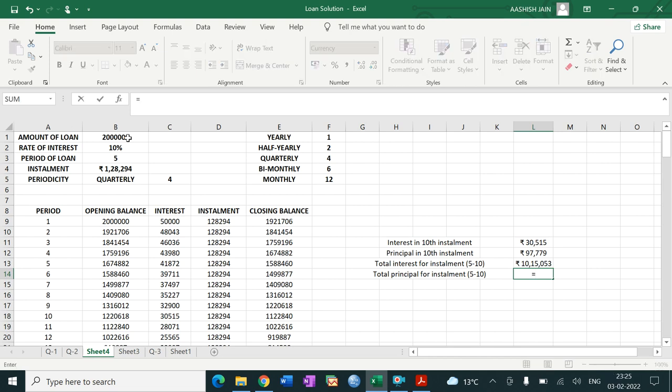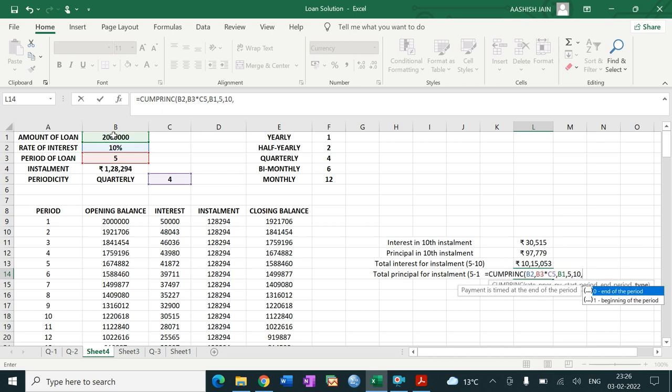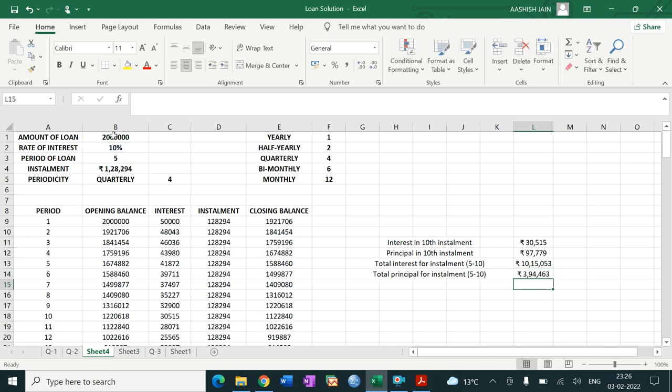Similarly, if we calculate the principal amount, that is equal to CUMPRINC. Principal rate, again that is 10%. Then NPER, that is the total number of periods, 5 multiplied by 4. Then present value, that is 20 lakh. Again, we will not put a minus sign. Start period, that is 5. End period, that is 10. Type, that is 0, end of the period. Close the bracket and then multiply by minus 1. That's it. So the total amount of principal for the period is 3,94,463. Right? So class, this is the question.